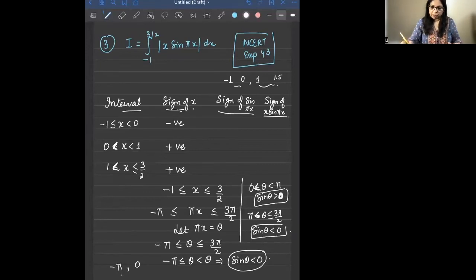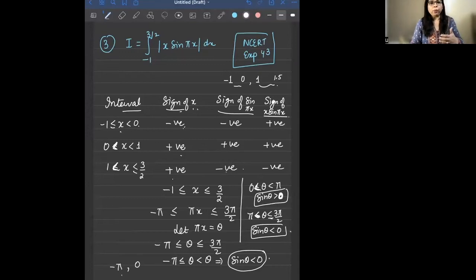तो इस केस में minus 1 to 0 के केस में we are getting the value of sin pi x as negative, 0 to 1 के केस में positive and 1 to 3 by 2 क्योंकि इसमें third quadrant में lie करता है तो value is negative. तो ओवरऑल जो साइन आएगा x इंटू साइन पाई एक्स दोनों को मल्टीप्लाई करके आएगा, माइनस इंटू माइनस इज पॉजिटिव, पॉजिटिव इंटू पॉजिटिव इज पॉजिटिव, पॉजिटिव इंटू नेगेटिव इज नेगेटिव.